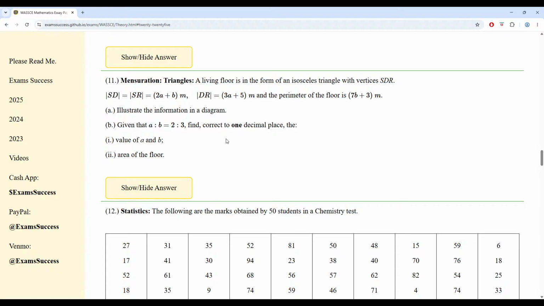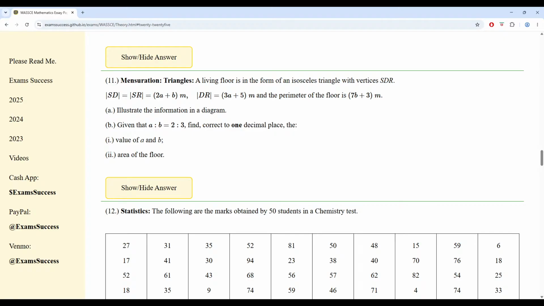Illustrate the information in a diagram. Okay, we're going to do that in a diagram. And then, given that the ratio of A to B, that is A colon B, is equal to 2 colon 3. So the ratio of A to B is equal to 2 to 3. Find, correct to one decimal place, the value of A and B, and then the area of the floor.